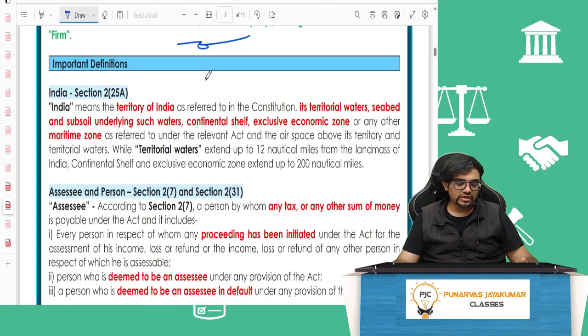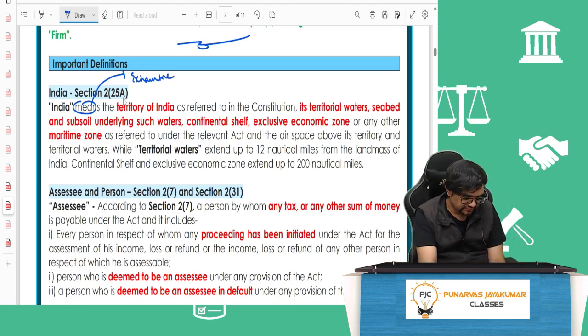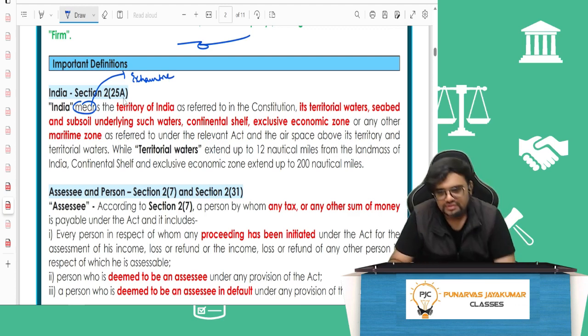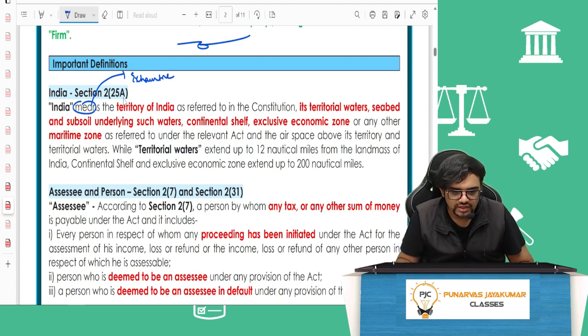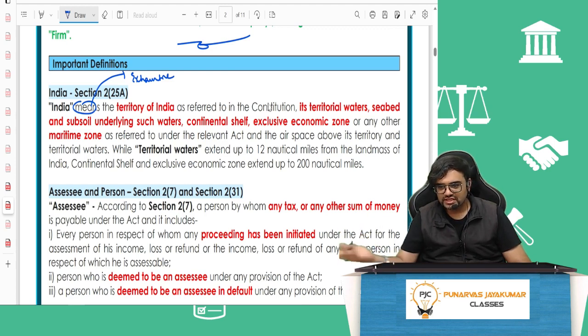India means, so what definition is it? Exhaustive, inclusive, exclusive, which one? Exhaustive, yes. India means the territory of India as referred to in the Constitution, then its territorial waters, seabed and subsoil underlying such waters. So even the seabed, basically the entire bed of the sea finally, and the subsoil underlying such waters.